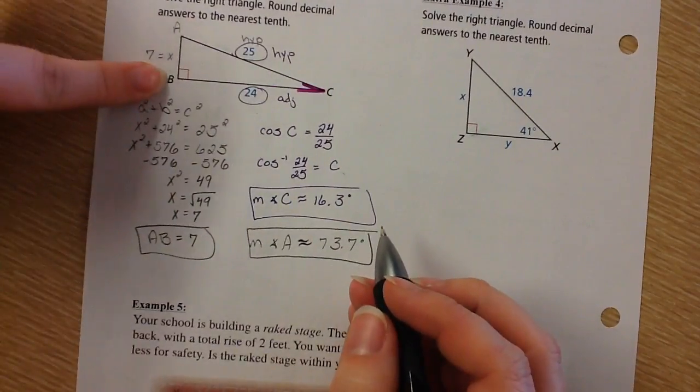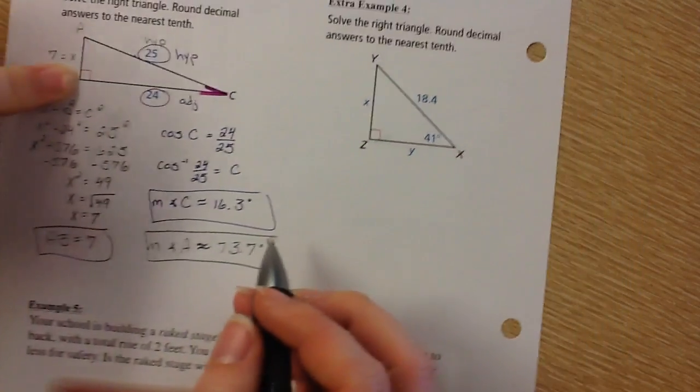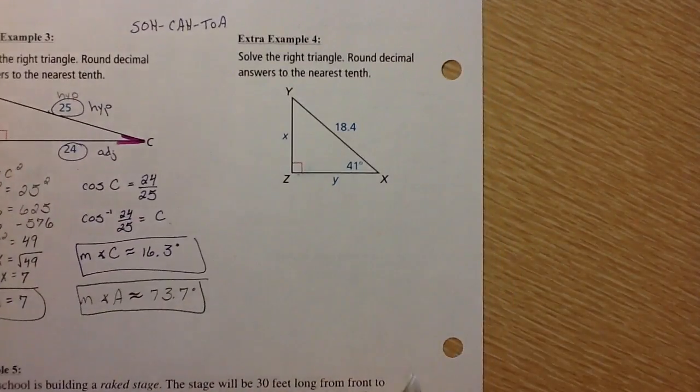Oh, we can also measure angle B, but it's given, it's a 90. It has that little 90 in there, so there's really no need to write that one down. Okay. Here's another one, extra example 4.